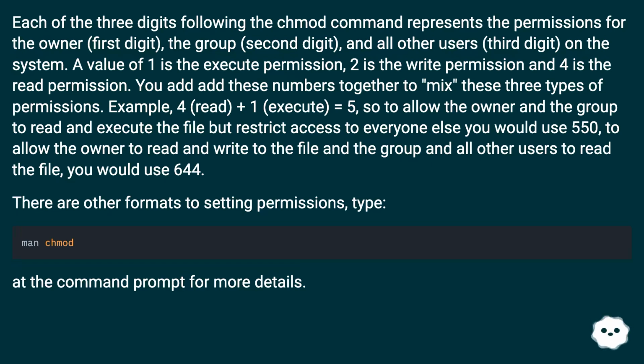Example, for read plus execute equals 5, so to allow the owner and the group to read and execute the file but restrict access to everyone else you would use 550. To allow the owner to read and write to the file and the group and all other users to read the file, you would use 644. There are other formats to setting permissions. Type the command at the command prompt for more details.